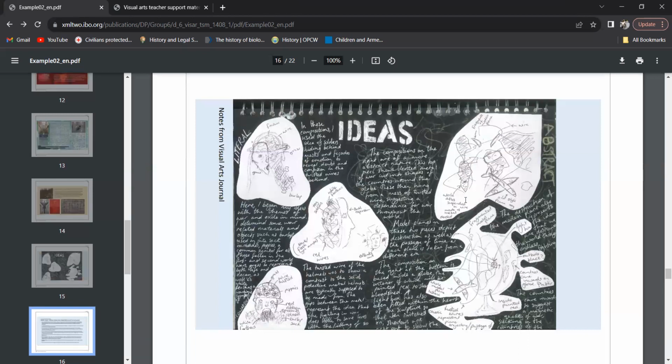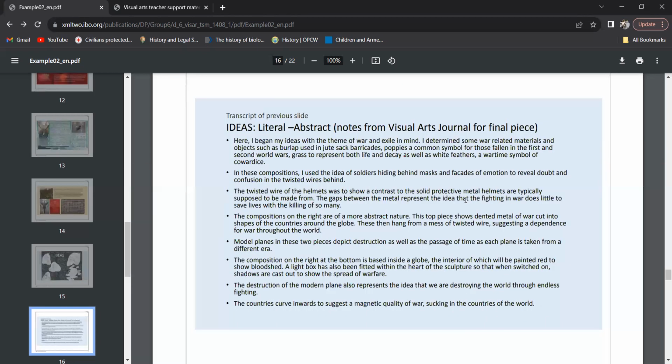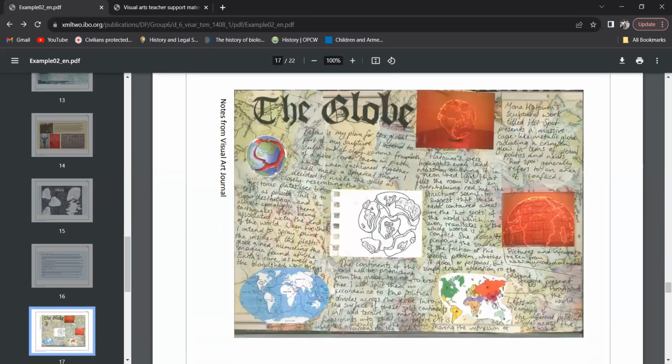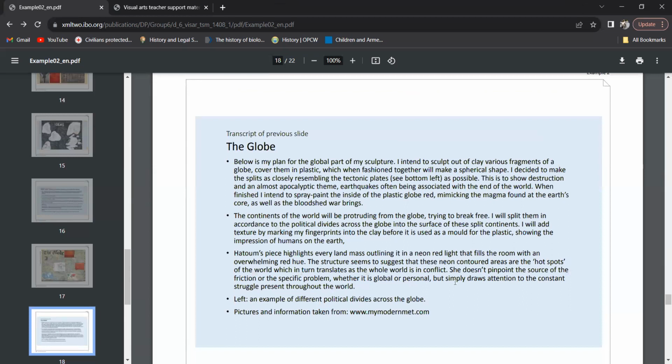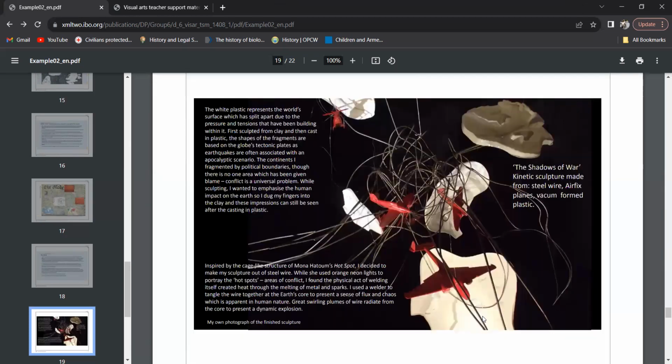Again, here's more ideas, more notes. We got more transcriptions here. This is really good. Another visual interpretation with a transcript for it. Pictures and information taken from there, so a source that they have to verify it. Again, here's another piece of the Shadows of War. These are also sculptures made from real items to portray an image.